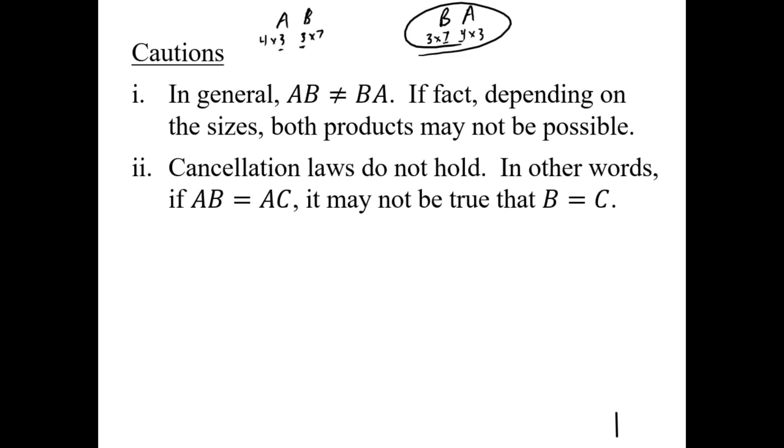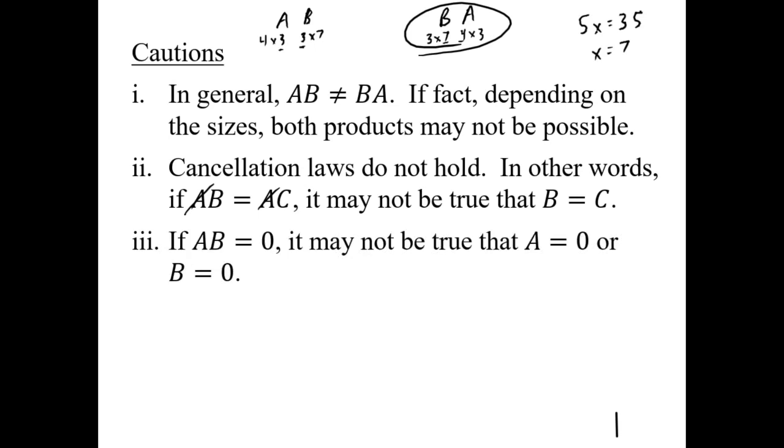Cancellation laws don't hold. Cancellation law would say, if you have 5x equals 35, you can just cancel the 5 on both sides and you're left with x equals 7. Well, cancellation doesn't work here. If you have A times B equals A times C, you can't just say, let me just cross off the A's and now B is equal to C. That's not actually true. It is sometimes true, but it's not always true. It actually depends on A, but we'll get into that. But the point is, you can't just cancel the matrix on both sides and expect that B is the same as C. It just doesn't work.